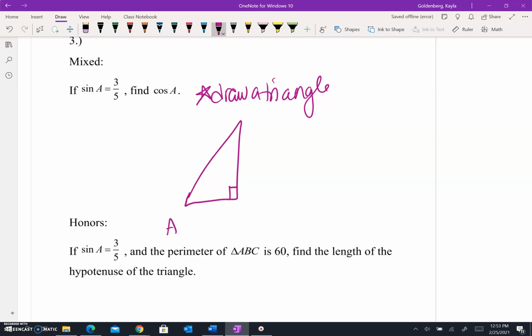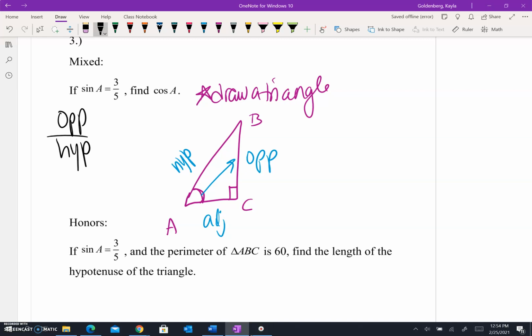I'm going to call this angle A, maybe BC, let's say. I'm going to get my angle, and from the perspective of angle A, this side is going to be opposite. This is going to be hypotenuse, and this is going to be adjacent. Remember, adjacent is kind of whatever is left over after you do opposite and hypotenuse. And they've told me that sine, right, so sine is opposite over hypotenuse. That's equal to 3 over 5. So opposite side is going to be a 3, and then hypotenuse is going to be a 5.